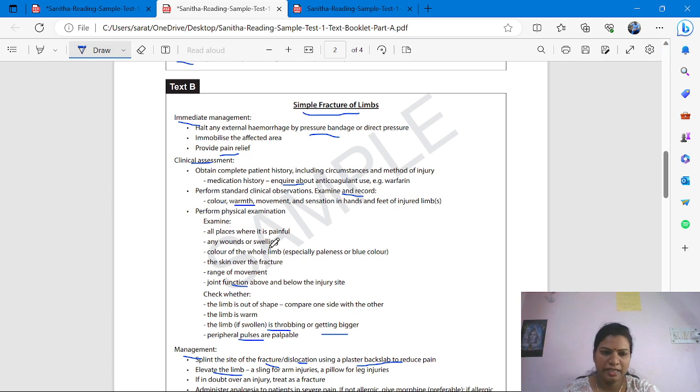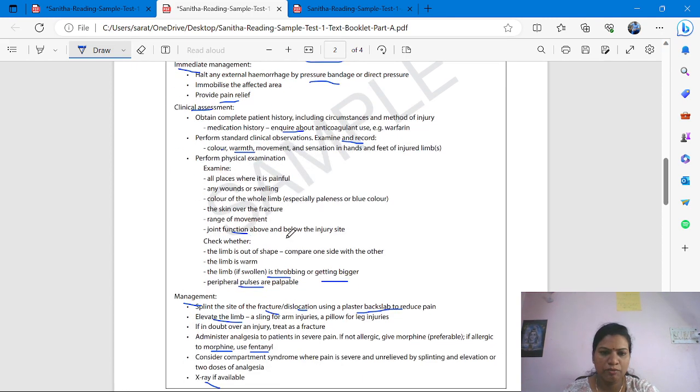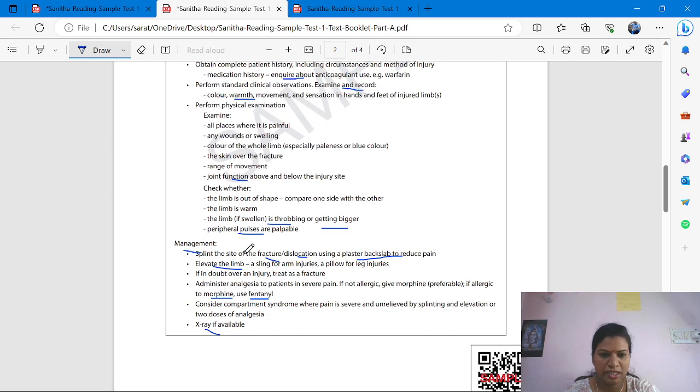Here they are asking about the joint function above the elbow. Joint function above the elbow in the injury. Check whether the limb is out of shape. Compare one side with the other. The limb is warm, swollen, throbbing, peripheral pulse palpable. Splint the site of the fracture. Splint the site of the fractures or dislocation using a plaster back slab to reduce pain. Elevate the limb. A sling for arm injuries or pillow for leg injuries. If in doubt over an injury, treat as a fracture.